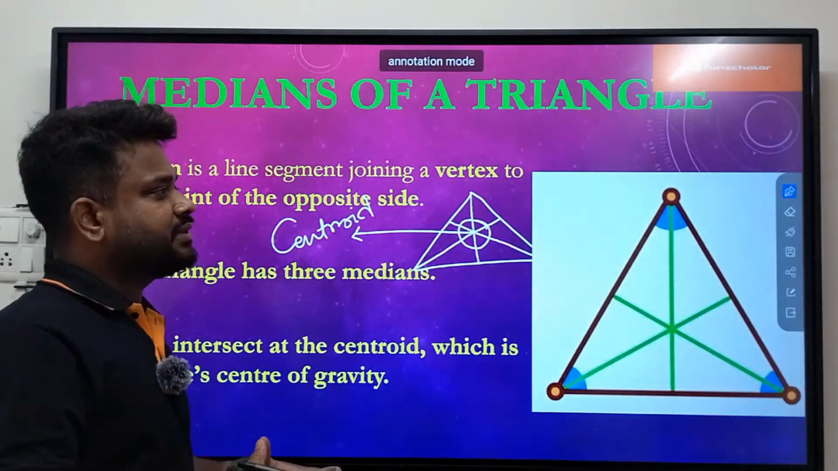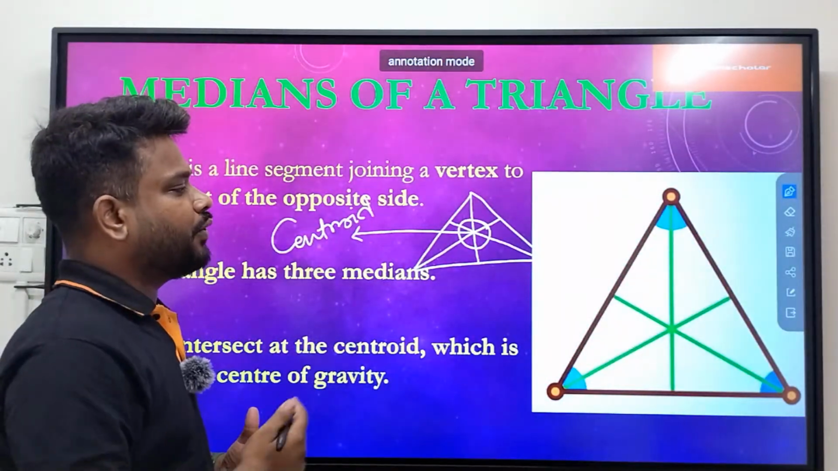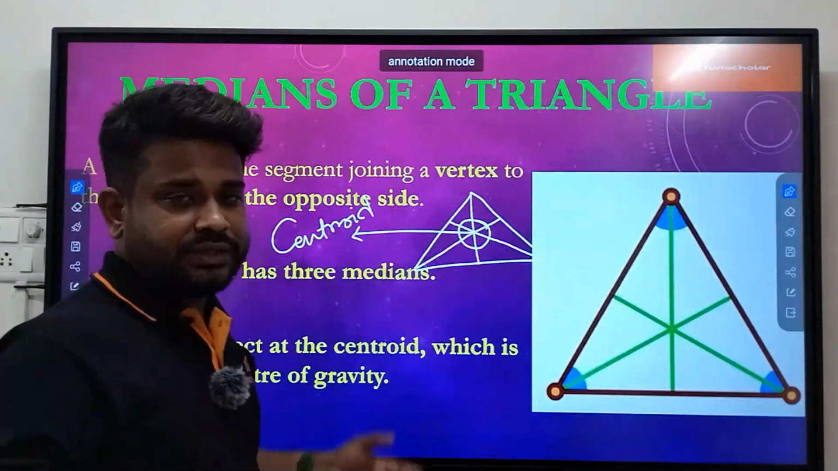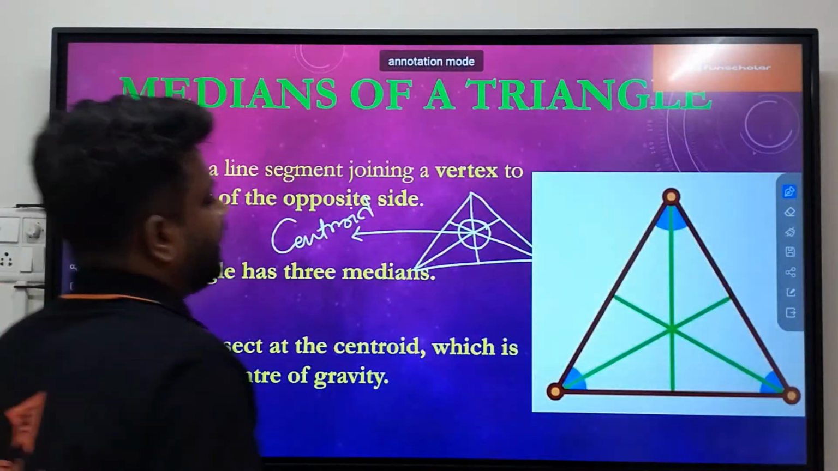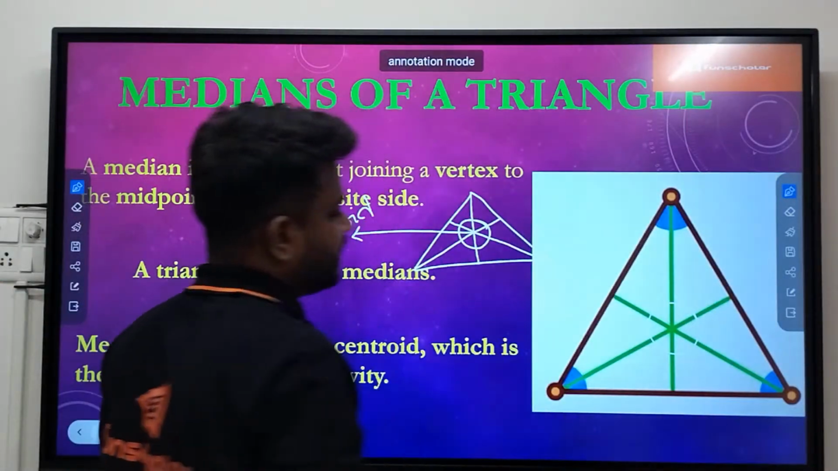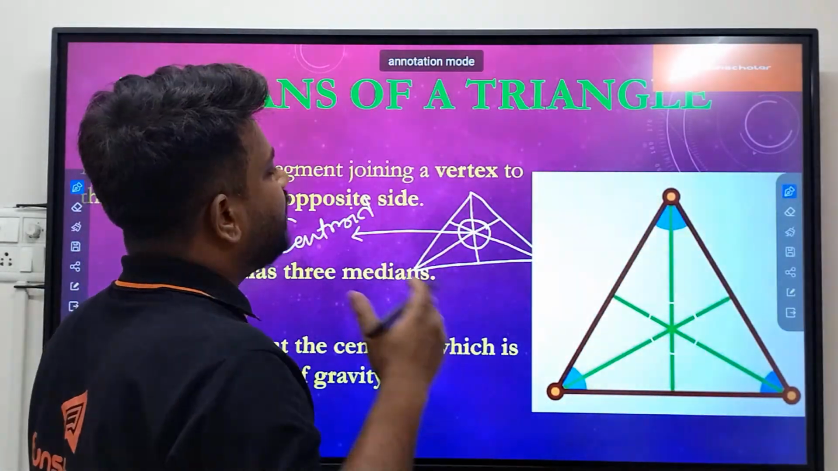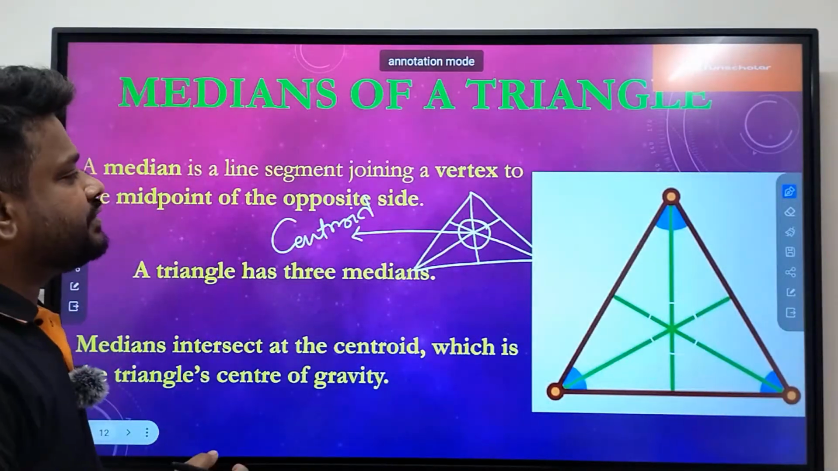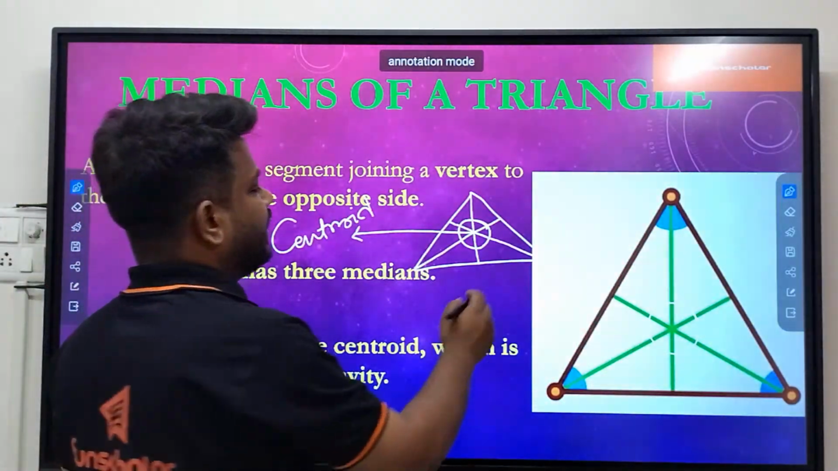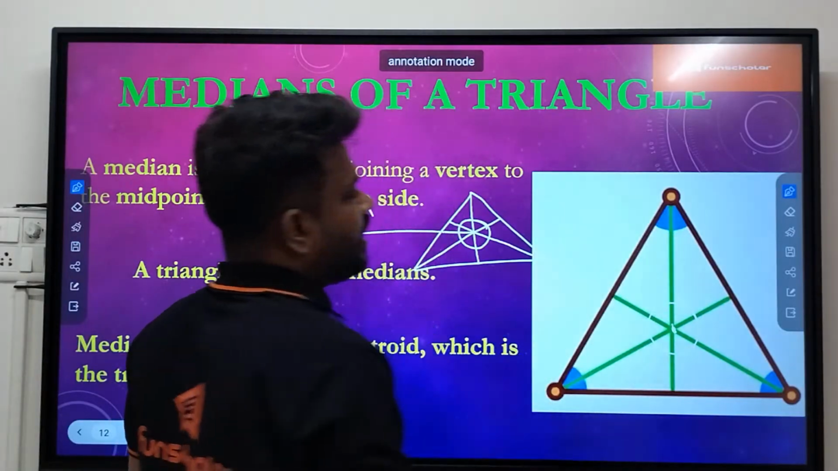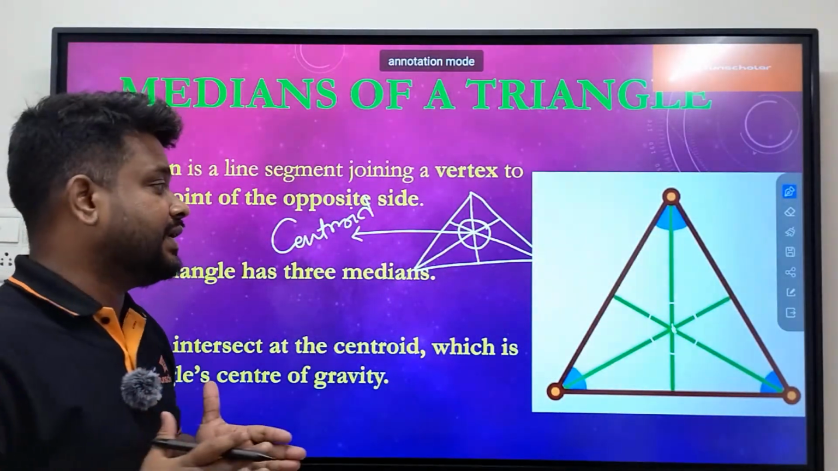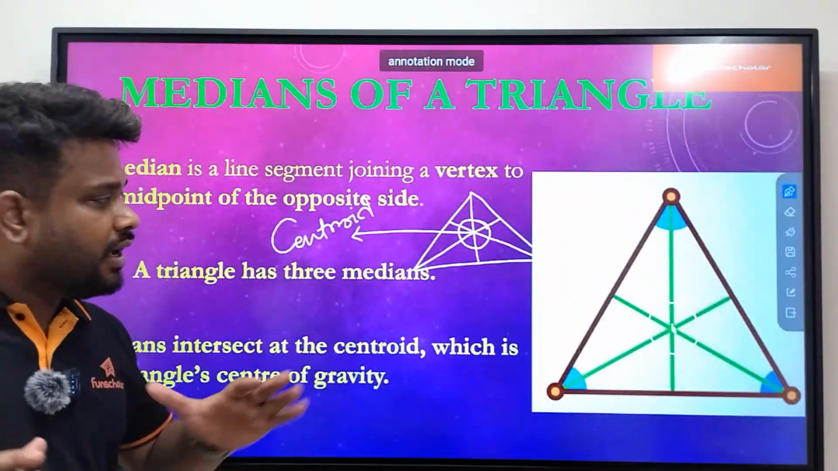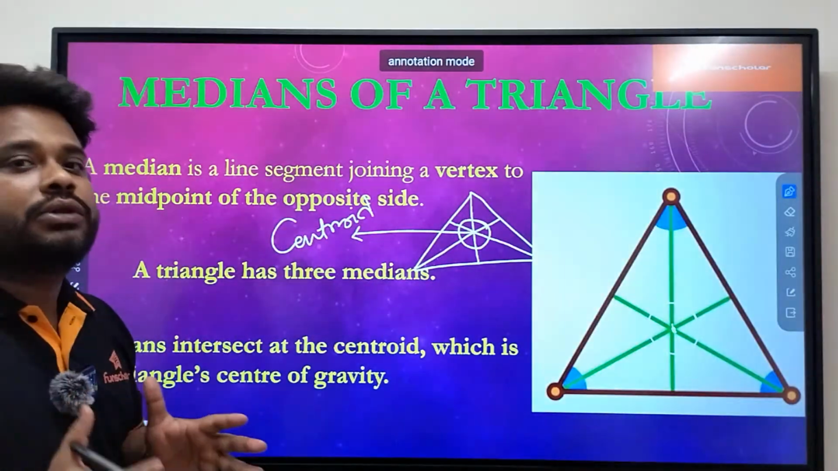I will discuss this point later, what they are talking about with center of gravity. Maybe you guys have learned about this word in physics, but for a triangle this will be called the center of gravity or centroid. And there is an important property of the medians: these three medians will intersect at this point, and they have to intersect at the midpoint. So this is the discussion about the medians.